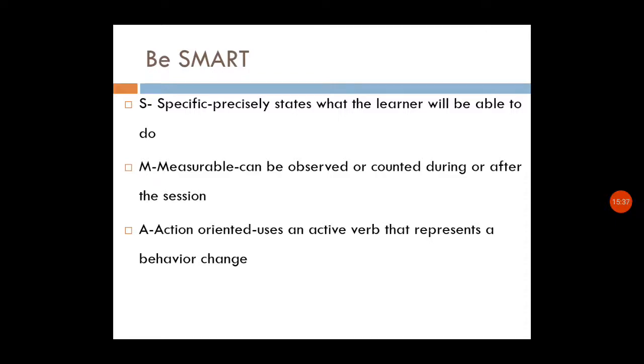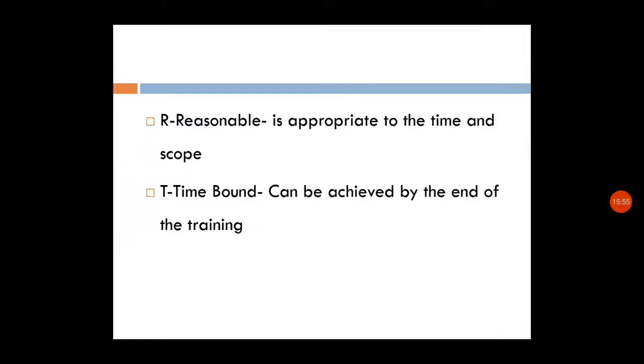That means we have to use action verbs. From the taxonomy list we already have our action verbs. So perform, identify, justify, these are all action verbs. So there should be an action verb, that is the A in SMART, action oriented. Next is reasonable, that is, it is appropriate to the time and scope. According to the time and scope, it should be reasonable.